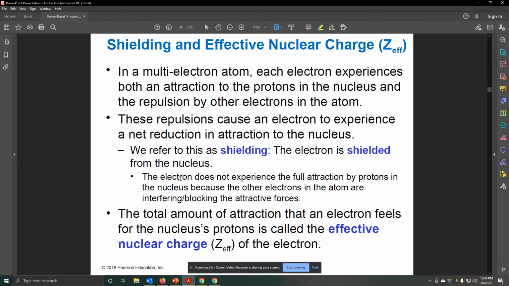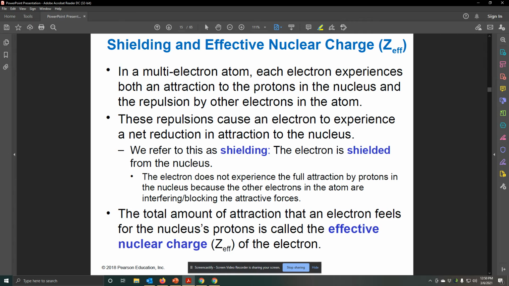Shielding and effective nuclear charge. Effective nuclear charge is definitely a trend that we're going to look at. In a multi-electron atom, so anything over hydrogen, each electron experiences an attraction to the protons in the nucleus, and the closer they are, the better the attraction. And then they're also experiencing repulsion by other electrons in the atom.